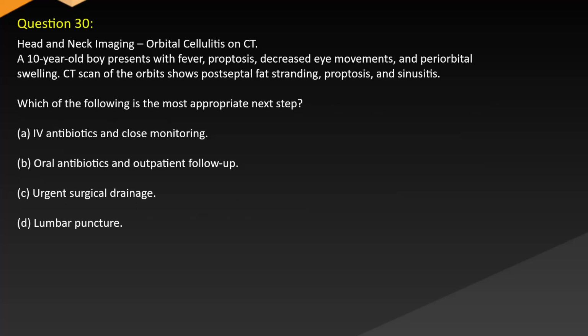Question 30. Head and neck imaging. Orbital cellulitis on CT. A 10-year-old boy presents with fever, proptosis, decreased eye movements, and periorbital swelling. CT scan of the orbit shows post-septal fat stranding, proptosis, and sinusitis. Which of the following is the most appropriate next step? A. IV antibiotics and close monitoring. B. Oral antibiotics and outpatient follow-up. C. Urgent surgical drainage. D. Lumbar puncture.